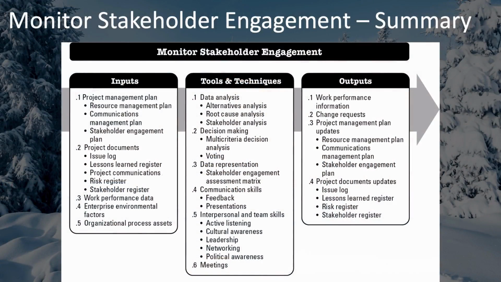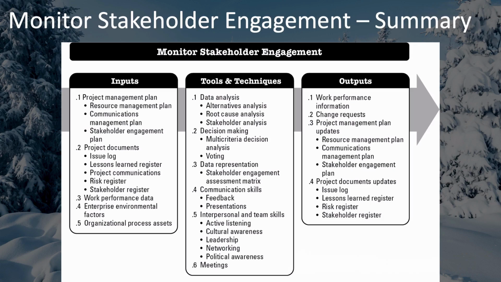Now let's review the inputs, tools and techniques, and outputs of monitor stakeholder engagement. Your inputs are primarily your work performance data that includes information about how well your stakeholders are engaging, but you can also get some of this information from your issue log and your risk register, perhaps even your project communications. And you'll need to follow the rules in your resource management plan, your communications management plan, and of course your stakeholder engagement plan. You may have some lessons learned that you want to consult as well. And you'll remember that the enterprise environmental factors and organizational process assets are very similar to communications.